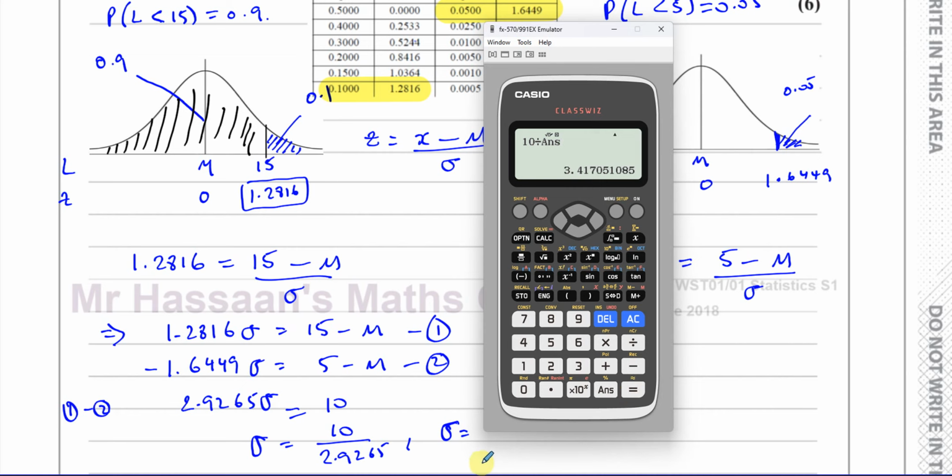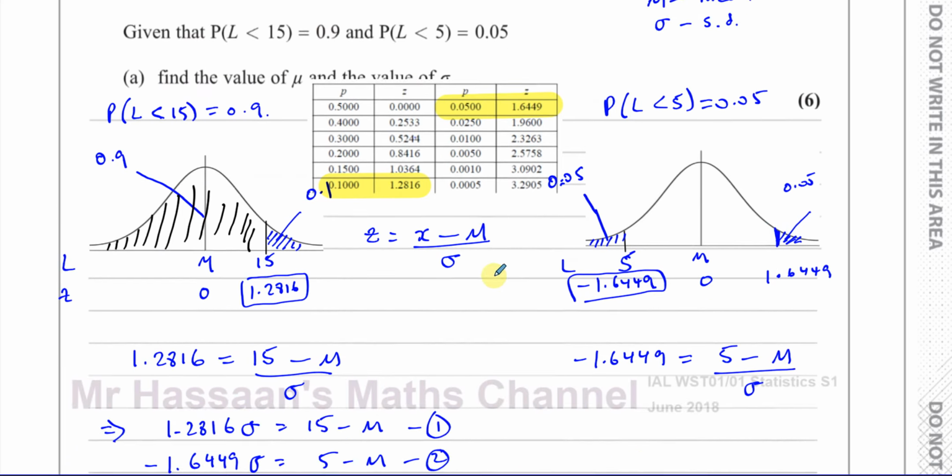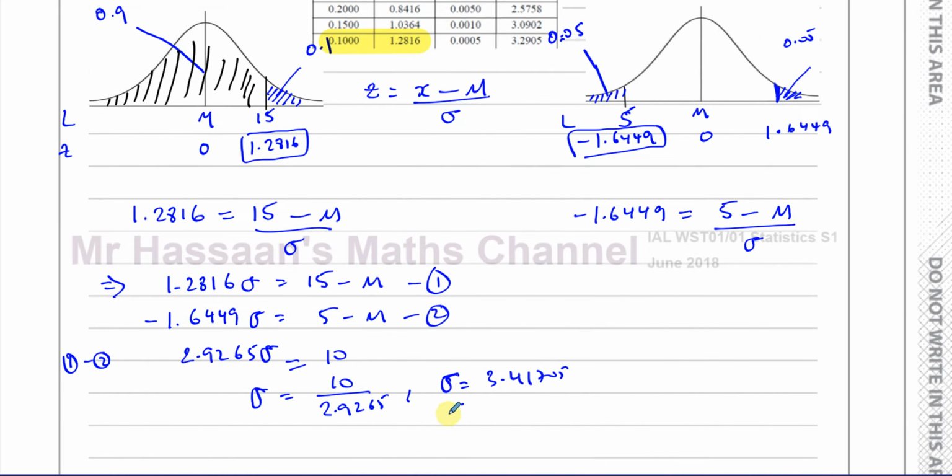That gives me 3.41705. Doesn't specify, does it? It doesn't tell us to round it to any particular decimal place. So I can say, therefore, sigma is equal to 3.42. So that's sigma. That's the standard deviation.